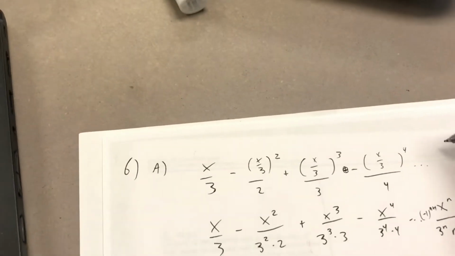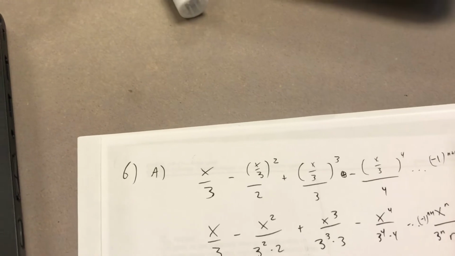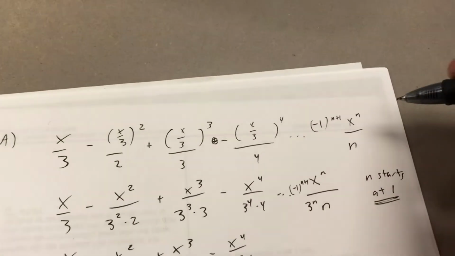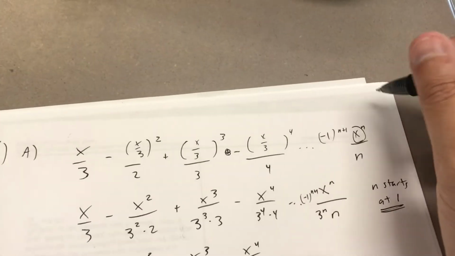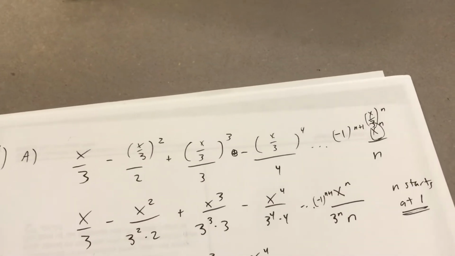Now, you could have gone back to the original one, and you could have said it's negative 1 to the n plus 1 times x to the n over n. And you actually could just take theirs and just say, I'm going to put an x over 3 in there and have x over 3 to the n over n.